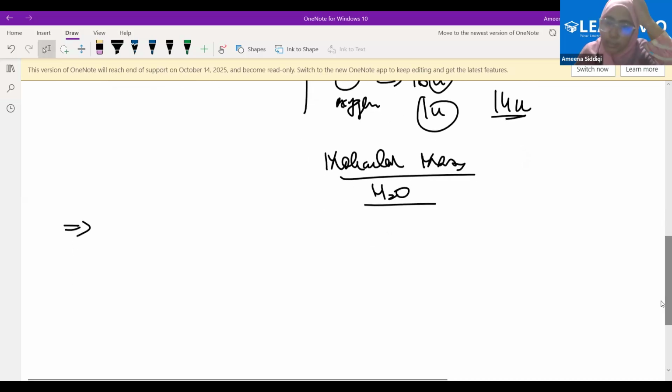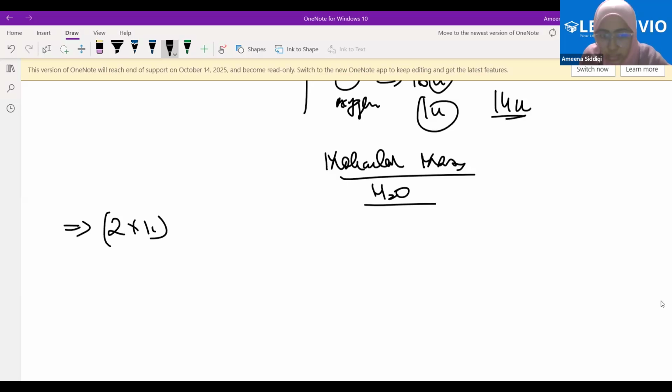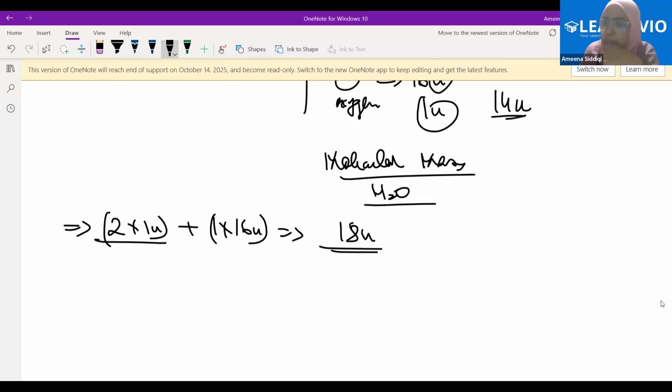So how do I calculate the mass of this molecule? I will do 2 into 1, because 1 is the mass of one hydrogen atom, plus 1 into 16 U. 2 atoms of hydrogen are present, therefore we multiply 2 into 1, and I'll add that to the mass of the oxygen atom. How many oxygen atoms? One, so 1 into 16 U. Are you getting this? I will get the molecular mass here as 18 U. Clear? So molecular mass and atomic mass are clear.